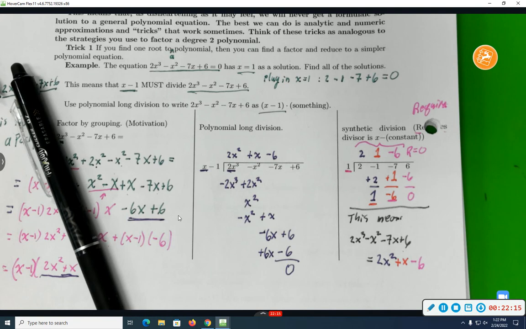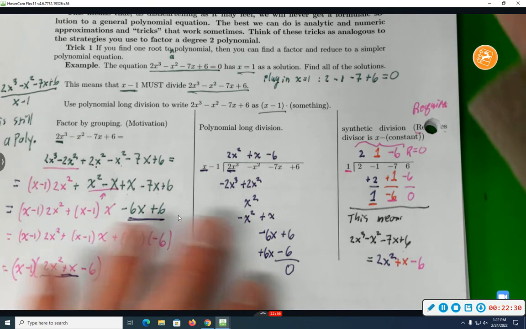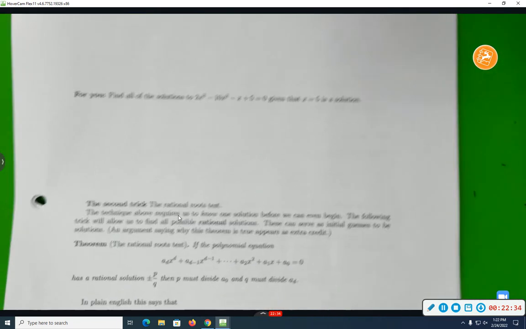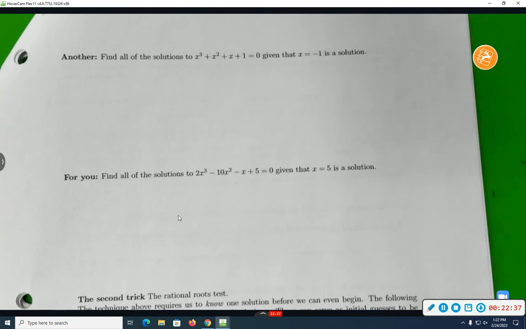Groovy. So, once you do polynomial division, however you do it, you can reduce the complexity of the problem by 1, make the problem easier to solve. How do people feel? Pretty okay so far? So, there's trick 1. Once you know a solution, you can do division to reduce the problem complexity by 1, hopefully to something that's easy enough to solve.